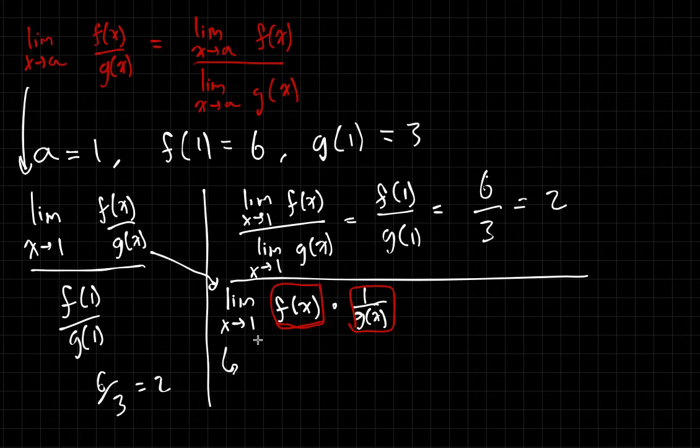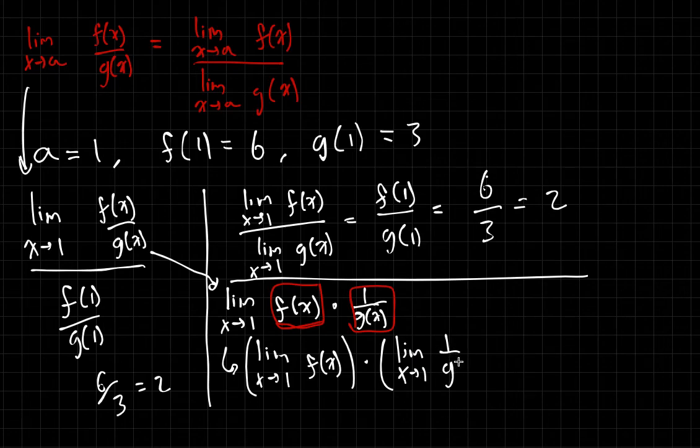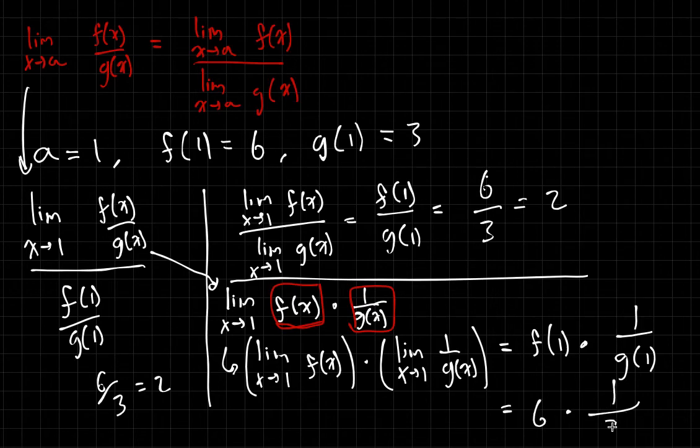So this is actually just the limit as x approaches 1 for f of x times the limit as x approaches 1 for 1 over g of x. And the first limit, you plug in 1 to get f of 1. And for the second limit, you plug in 1 into this overall function here to get 1 over g of 1. F of 1 is 6, and g of 1 is 3. So you get 6 times 1/3, which is 6/3, which is, again, 2.